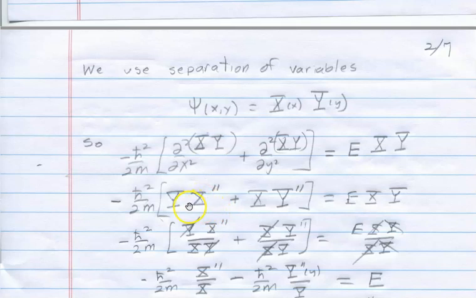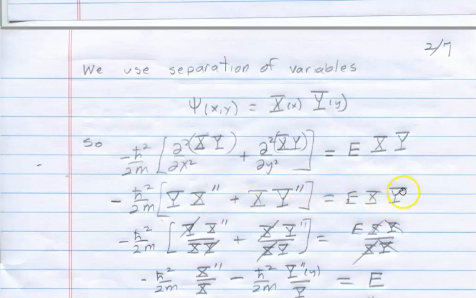And as a result, we get this. Again, primes denote a derivative with respect to the argument. In the case of capital Y double prime, it's two derivatives with respect to its variable y. And these are just ordinary derivatives. Again, X double prime is the second derivative of capital X with respect to x.